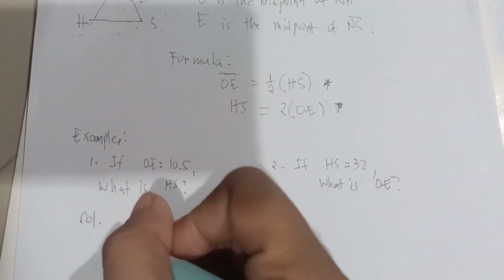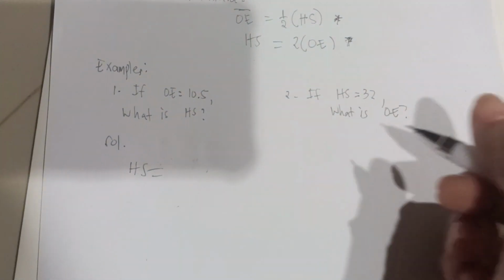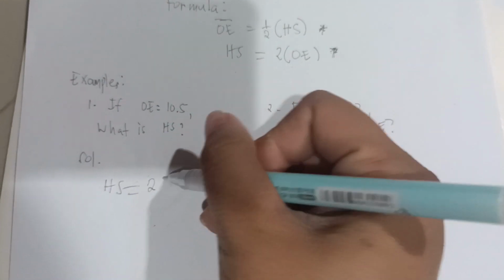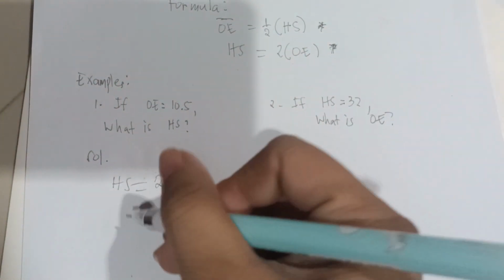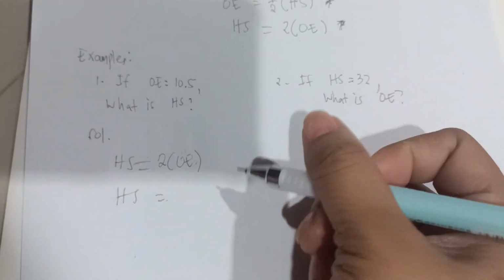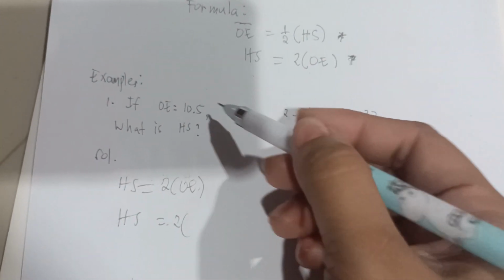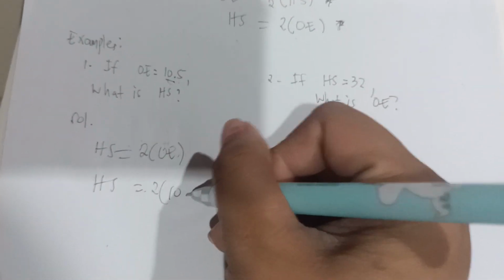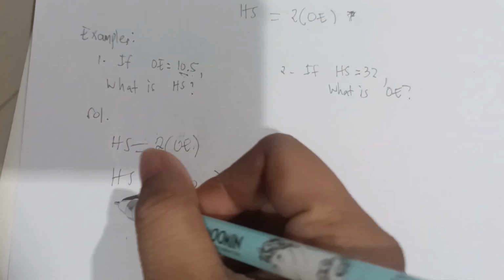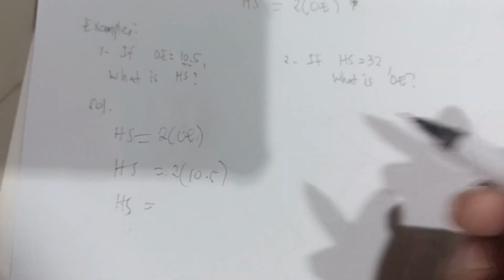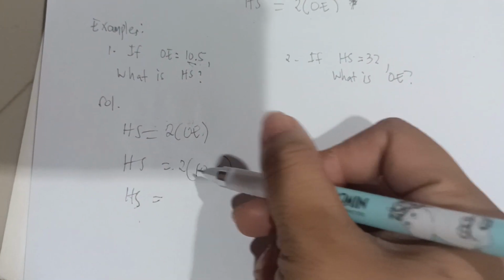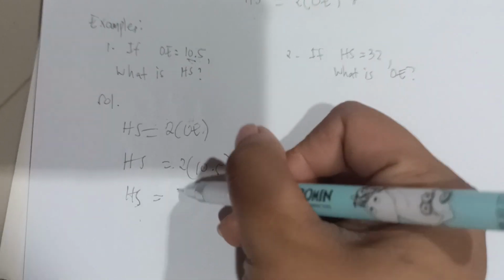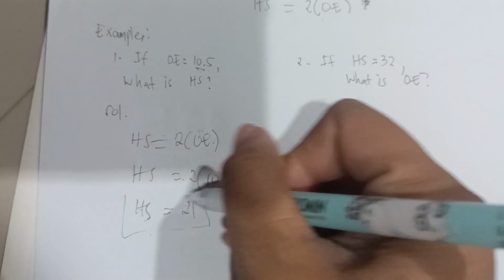Our formula would be HS is equal to 2 times OA. So HS is what we are looking for, equal to 2, copy 2. The value of our OA is 10.5. Therefore, the value of our HS would be 2 times 10.5. 2 times 10 is 20, 0.5 times 2 is 1. So that would be 21.